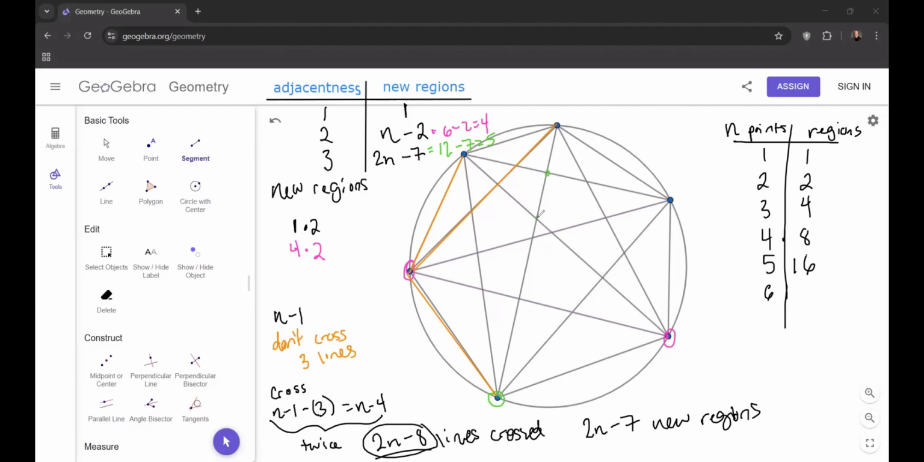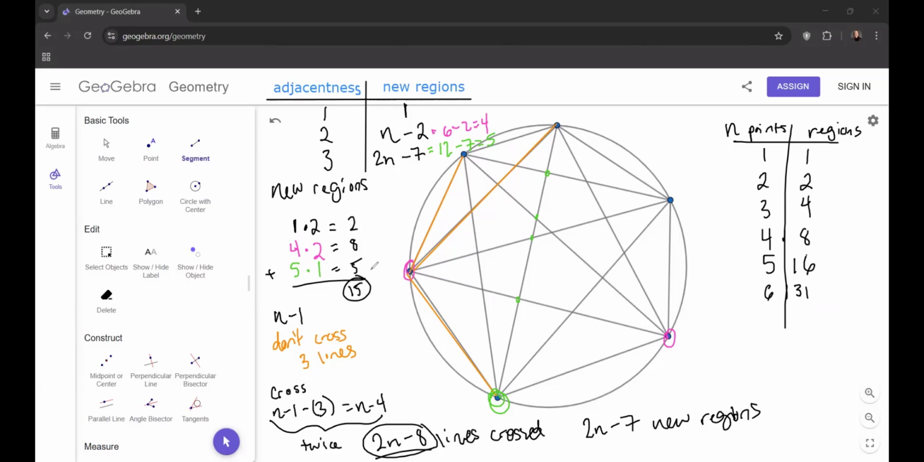And if we count 1, 2, 3, we cross 4 lines, just like we'd expect. So we do create those 5 new regions. And there's only 1 point that has an adjacency of 3. So we only do that 1 time. So we have 5 new regions created once. So if I add all of this up, we end up adding 15 new regions for a total of 31.